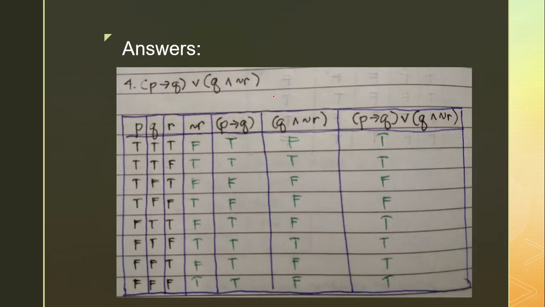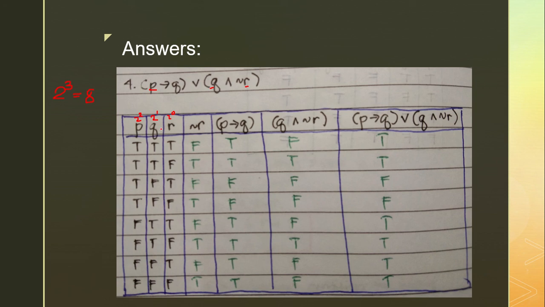For number four, we now have three variables, P, Q, and R. So again, to determine the number of combinations, we will use 2 to the power of n. Since n is equal to 3, as we have three variables P, Q, and R, this is equal to 8. Therefore, we will have 8 combinations. To identify them properly, we follow the sequence from the rightmost: 2 to the power of 0, 2 to the power of 1, and 2 to the power of 2.